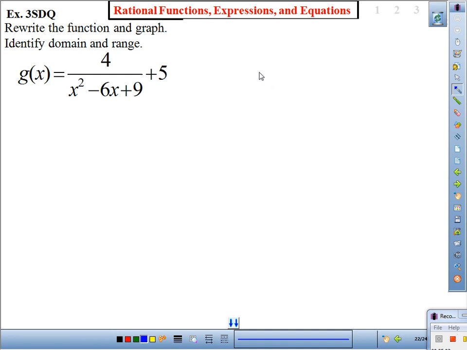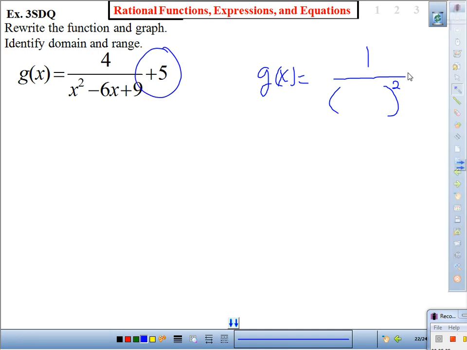This needs to look like this. g of x equals a fraction with a 1 on the numerator, parentheses denominator to the second power, and we need a constant. Is that correct? So what can we use from here already to write it over here? The 5, that is correct. It goes right there. How about the 4? We took away the 4 and we put a 1 because 4 is 4 times 1. So if we left the 1, where does the 4 go? In the front. 4 times.